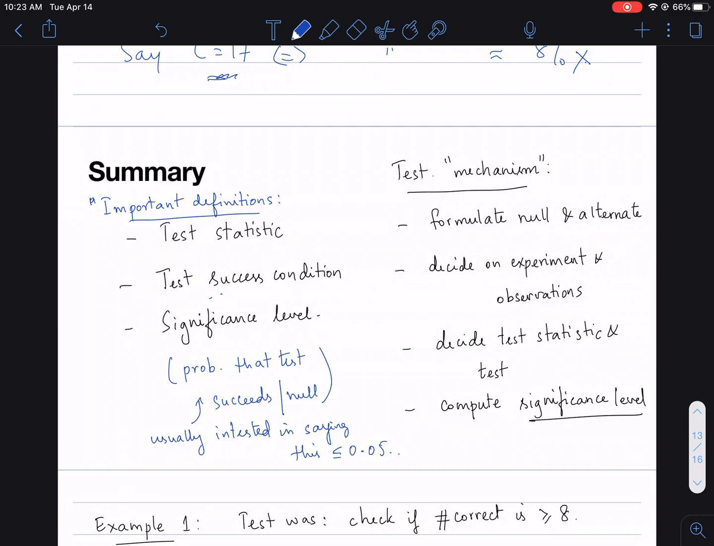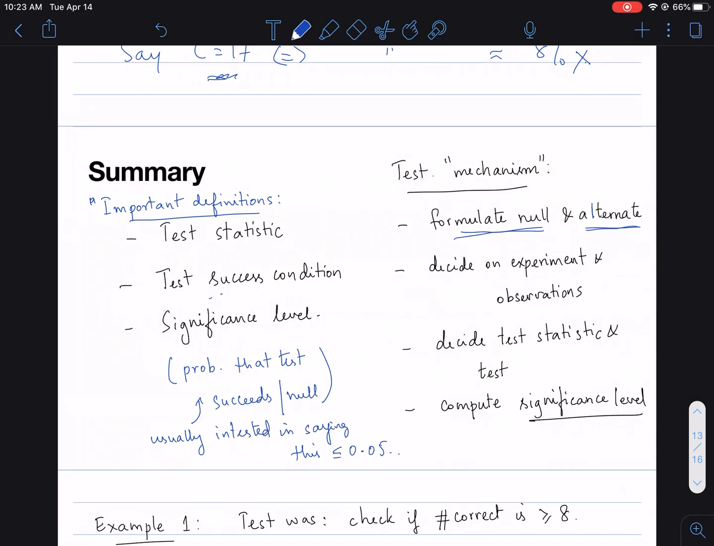Okay, and the mechanism of the test is as follows. You have a claim that you would like to test. That's where we start off, and then using that claim you formulate the null hypothesis and the alternate hypothesis. This depends on the setting; even in the couple of settings we saw, the way we came up with this was slightly non-trivial. And so you formulate a null and you formulate an alternate hypothesis.